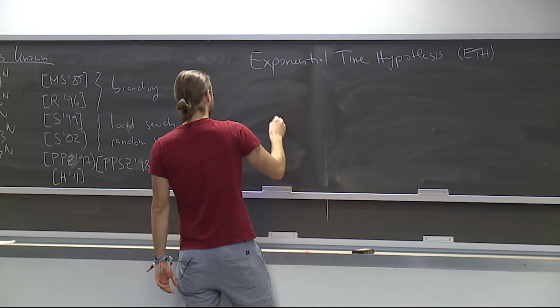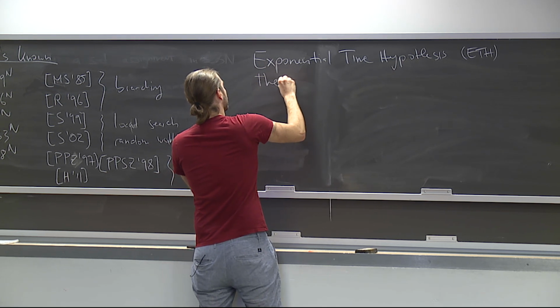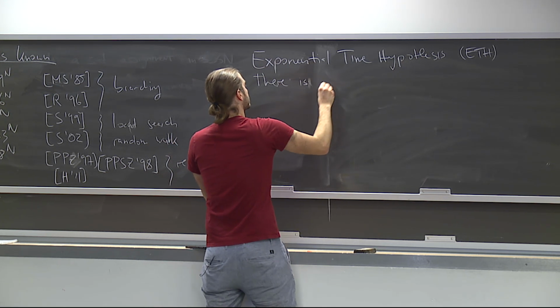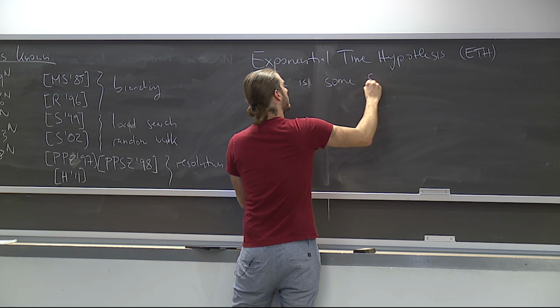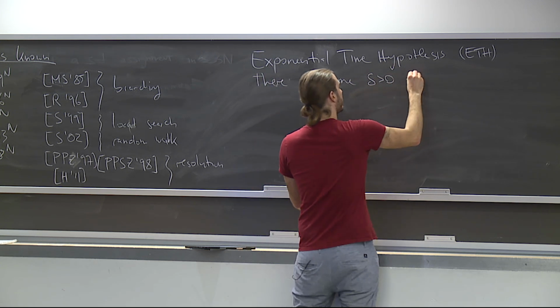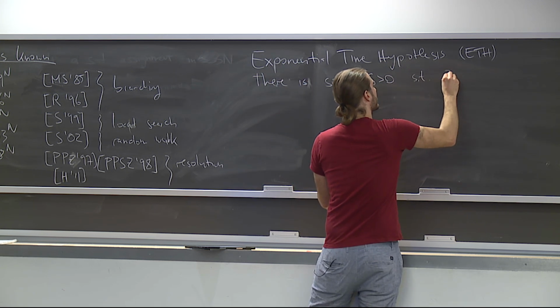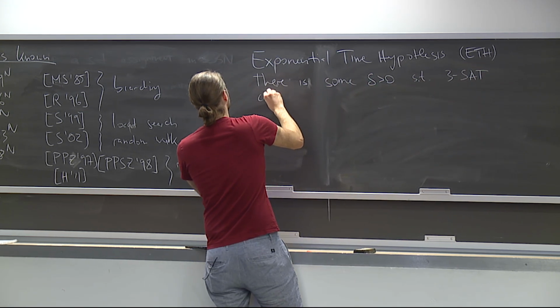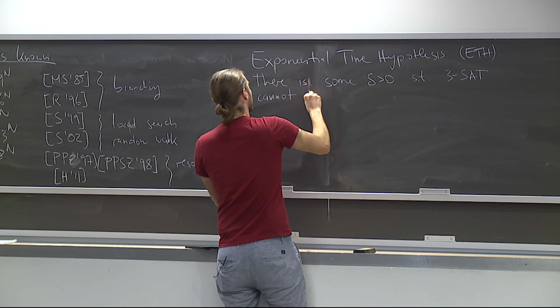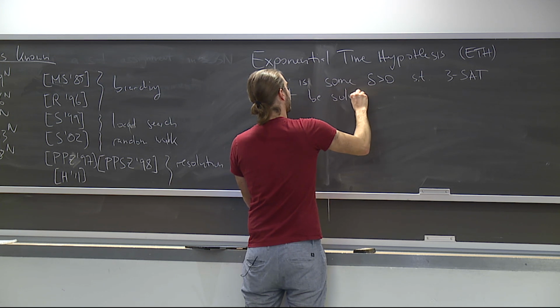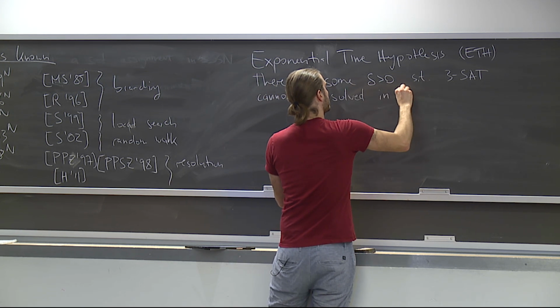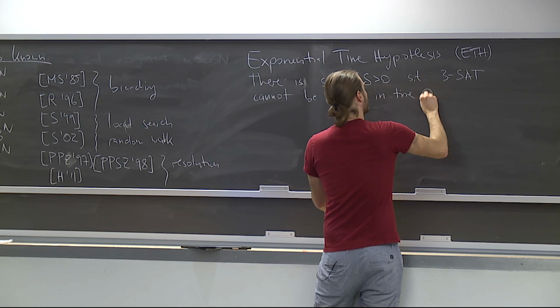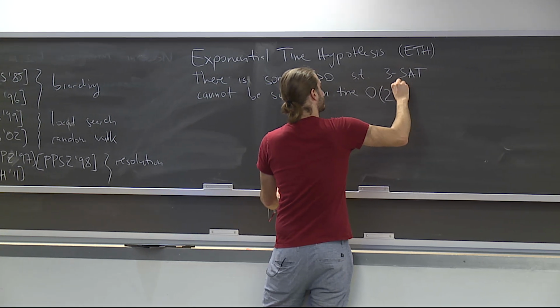Which formally states that there is some constant delta such that 3-SAT cannot be solved in time 2 to the delta n.